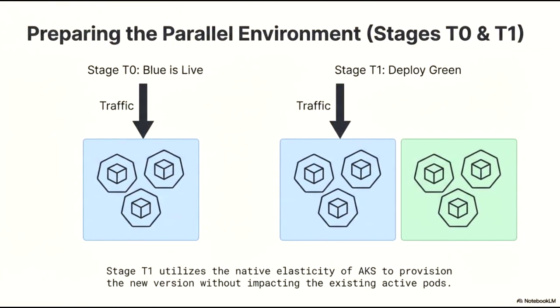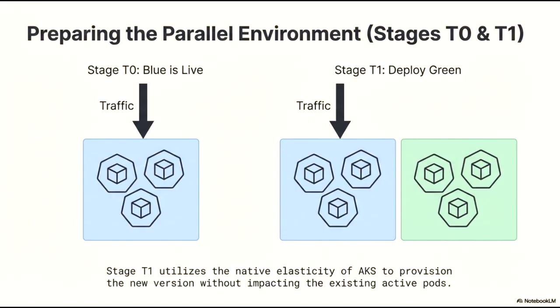We are now looking at the preparation of the parallel environment through stages T0 and T1 of the deployment process. In stage T0, our primary production environment, represented by the blue block, is live and actively handling all incoming traffic. As we transition to stage T1, we initiate the deployment of the green environment, which contains the updated version of our application.